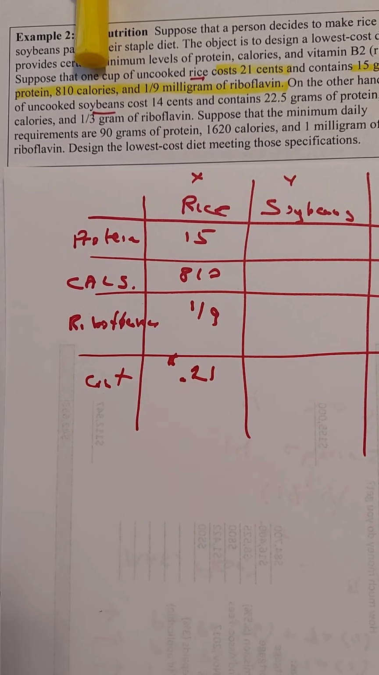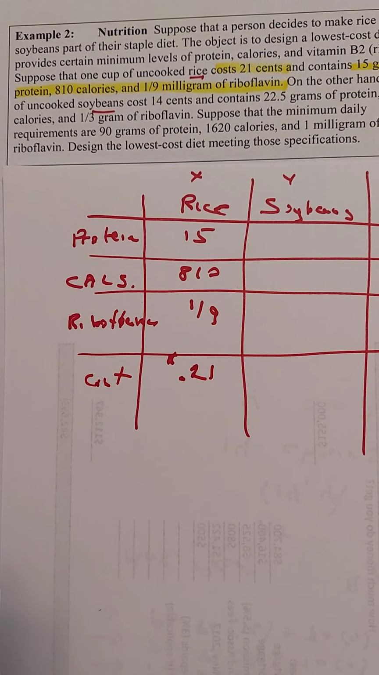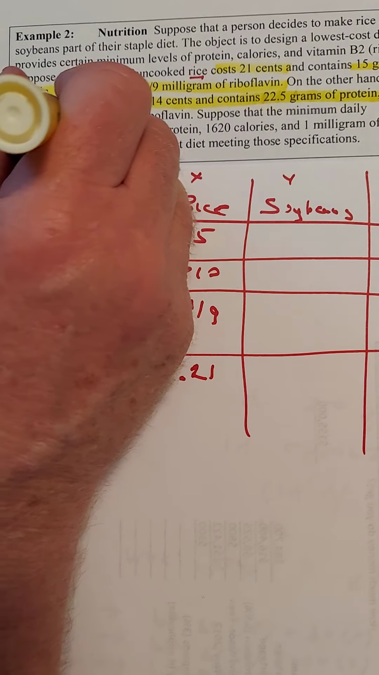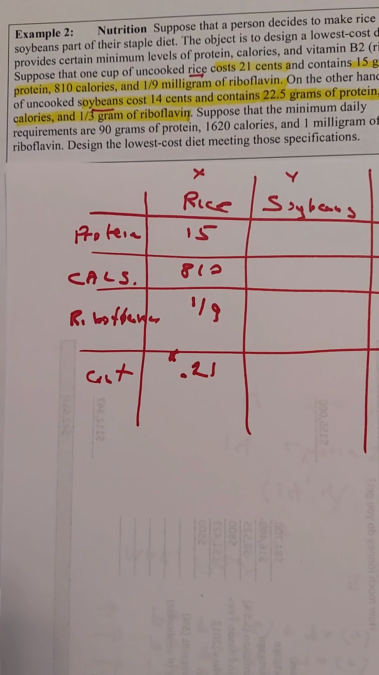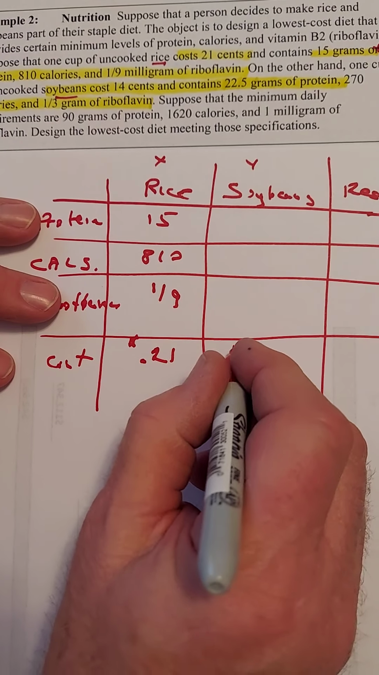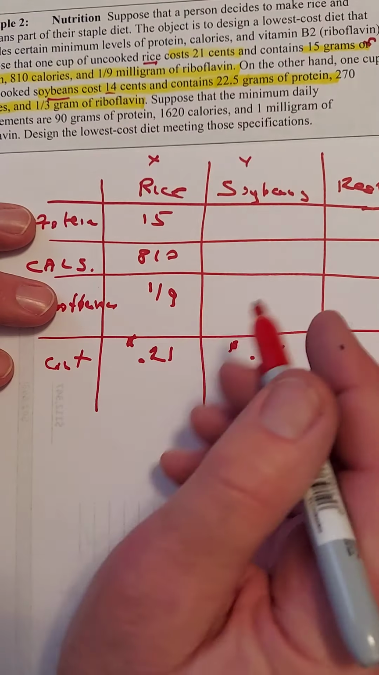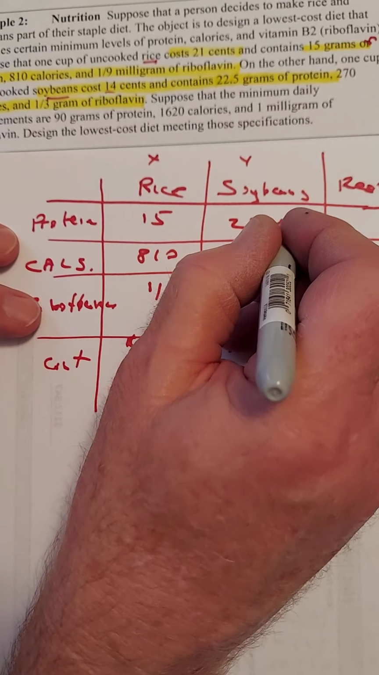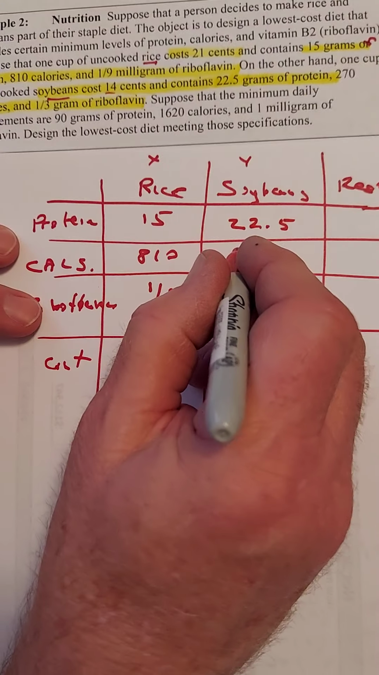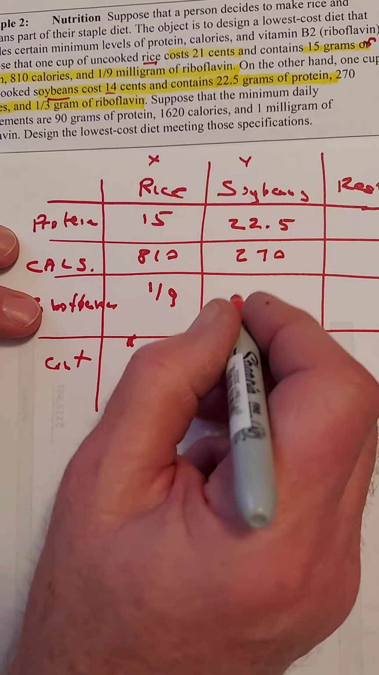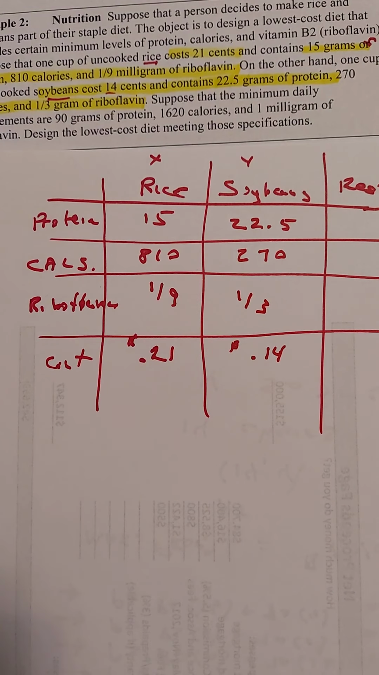Okay, now let's find the next column. That talks about the soybeans. Soybeans cost 14 cents, contain 22.5 grams of protein, 270 calories, and 1/3 gram of riboflavin. So, we'll put this one in first. 14 cents, 22.5 grams of protein, 270 calories, and 1/3 of a gram here.